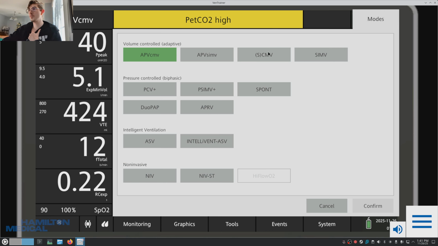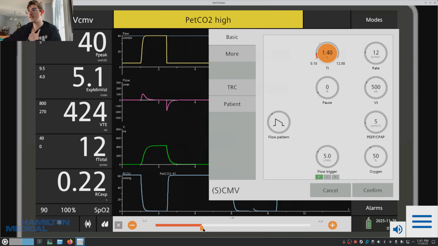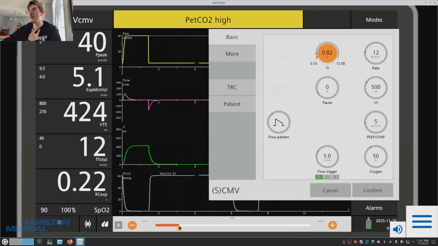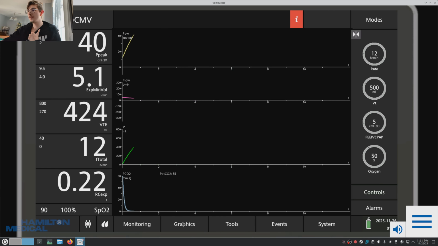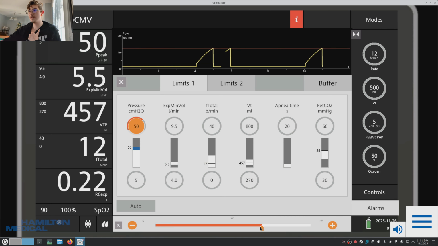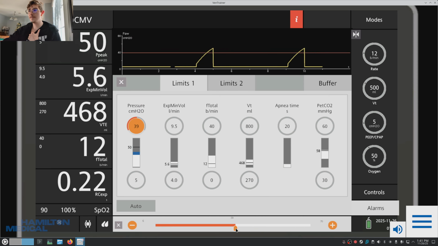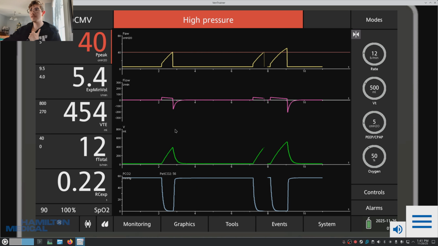Maybe volume control's way worse, right? Maybe volume control's way less lung protective. Let's do the same settings. Once again, I'm going to lower I time. Volume 500. Once again, we'll set our peak to 40. Well, let's see what happens.